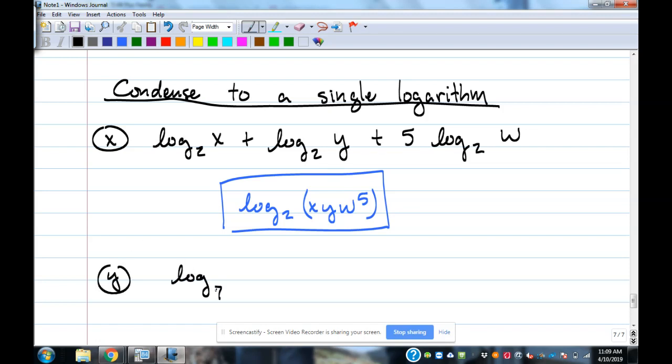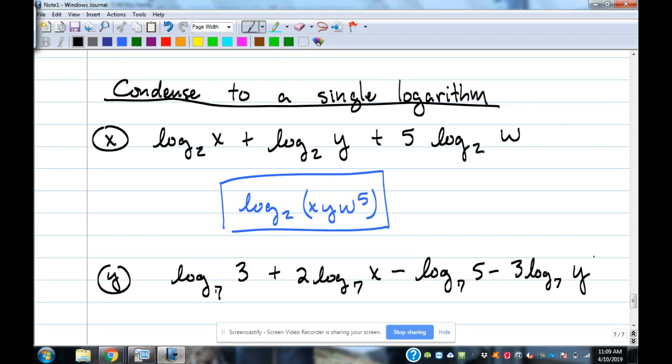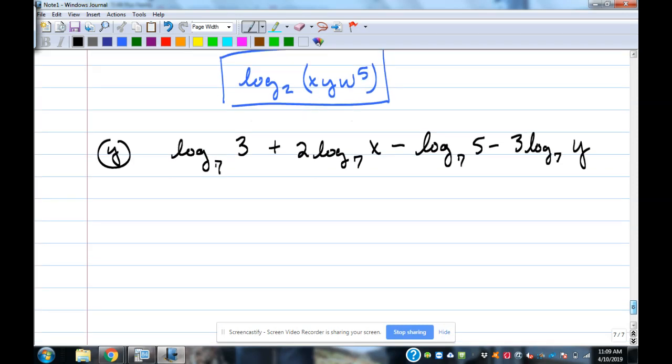Log base 7 of 3 plus 2 log base 7 of x minus log base 7 of 5 minus 3 log base 7 of y. All right, so a lot going on with this one, but they're all log base 7s, so that means they'll all combine into one single log. But what do we notice about it? There's 4 of them, and some of them are positive, and some of them are negative. So that means we're going to have multiplication and division, because we got some that are pluses and some that are minuses.